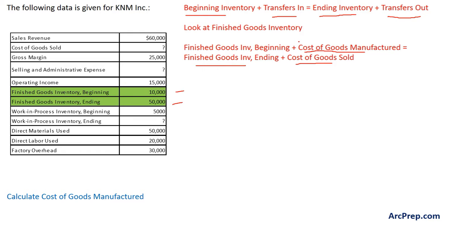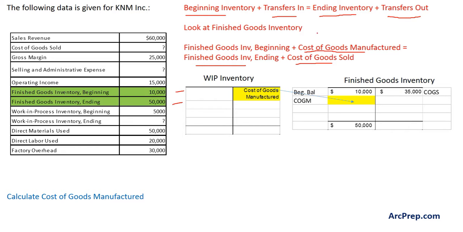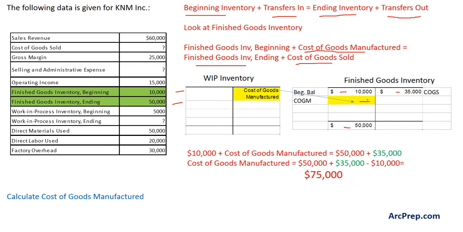Now, why is transfers in cost of goods manufactured? Because of the flow I've shown you in previous examples. Work in process inventory, the credit is cost of goods manufactured. It transfers out from work in process inventory. It goes straight into finished goods inventory. Now, I know the beginning balance of finished goods. I know the ending balance of finished goods. I also know cost of goods sold. Then I can calculate cost of goods manufactured.